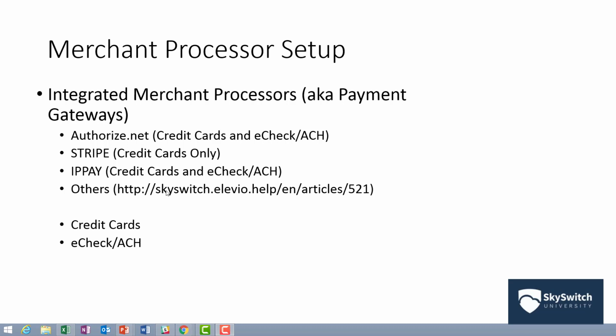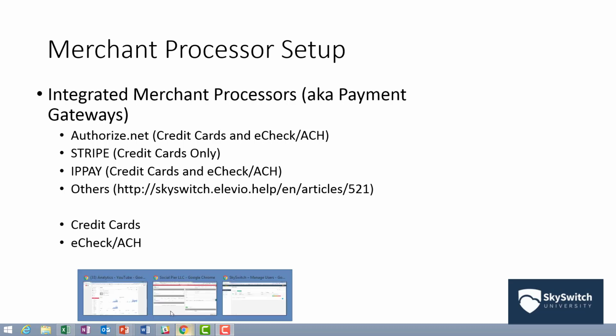Now, I'm going to point out here in a moment in our knowledge base the document that will also show other integrated merchant processors. I point out these three because they're by far the most commonly used, but there are some others on the list, and I'll point those out. When you're setting up your merchant processor account, you need to discuss that with them. For example, if you're going to go with Authorize.net and you're going to accept credit cards and eCheck ACH, you need to have that conversation with them when you're setting up your merchant processor account.